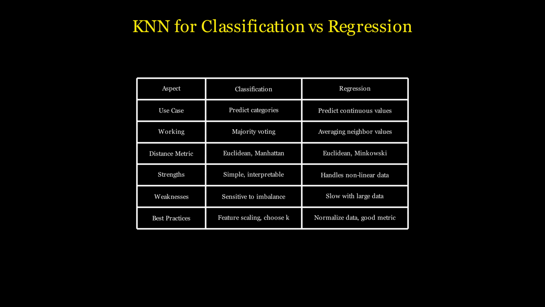In conclusion, KNN is a powerful and flexible algorithm for both classification and regression tasks. However, it is best suited for small to medium-sized datasets with low to moderate dimensionality.